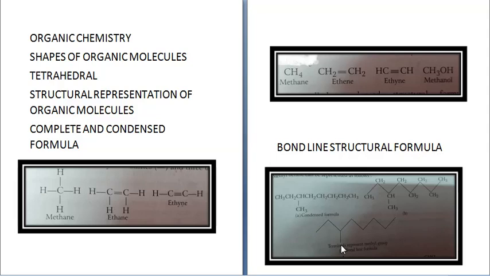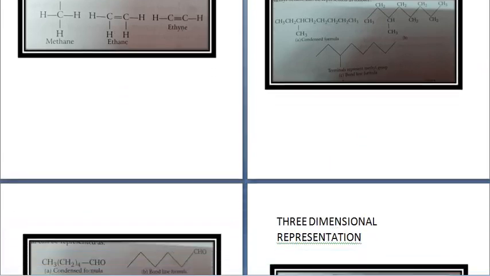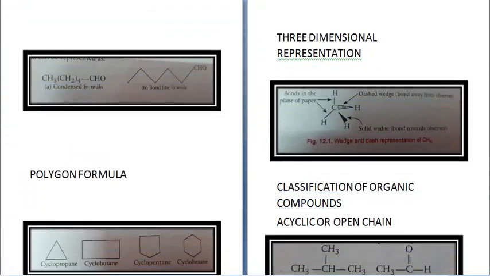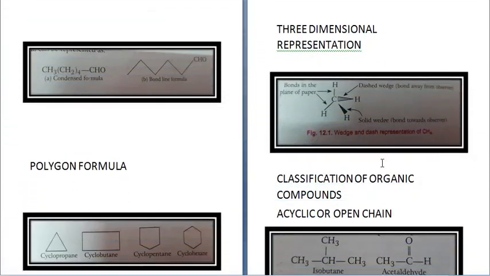Hexanal can be represented as, suppose it is CH3(CH2)4CHO. I'll show you over here, one minute. If the condensed formula is this one, CH3, CH2 whole 4, CHO, what will you do? 1, 2, 3, 4, 5, 6. And in this place you will write CHO.